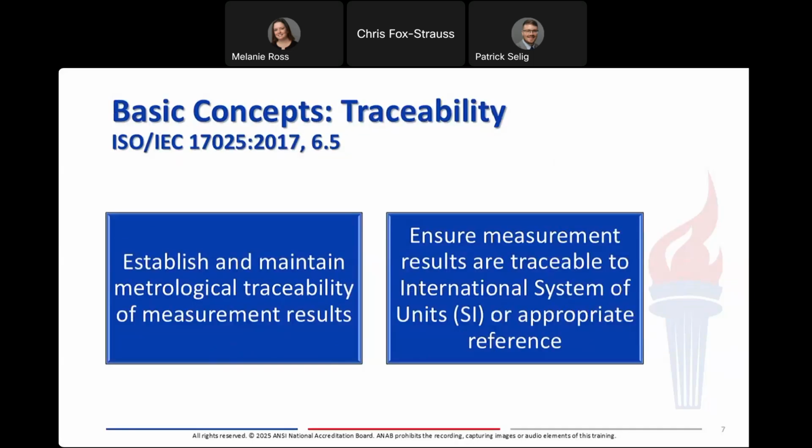Our next basic concept is traceability in clause 6.5. As you remember, measuring equipment must be calibrated when metrological traceability is important to the results. The standard requires laboratories to establish and maintain metrological traceability of measurement results and ensure measurement results are traceable to the International System of Units, or the SI, or an appropriate reference.